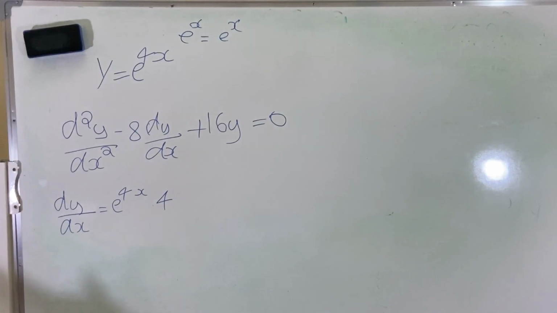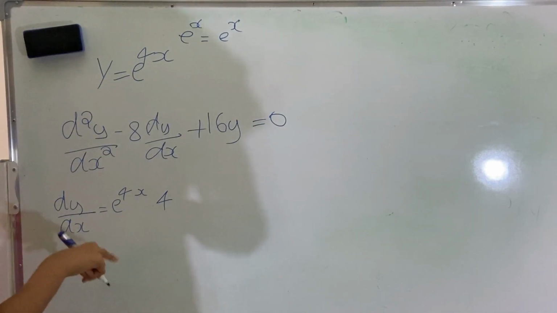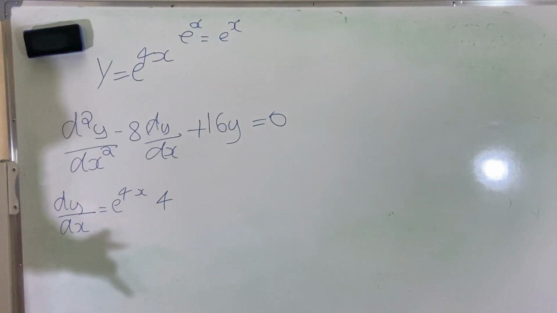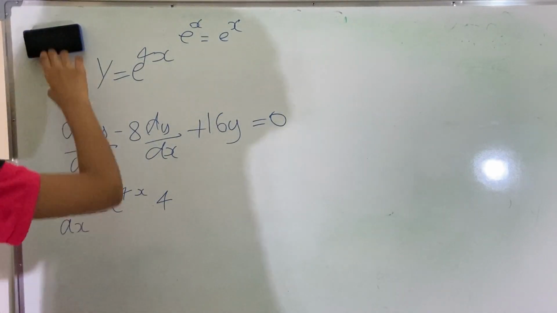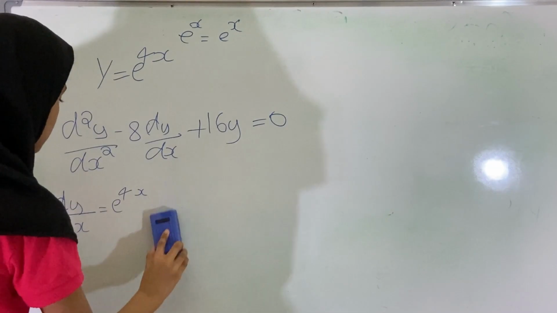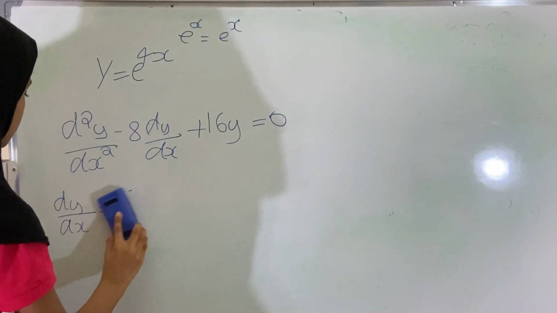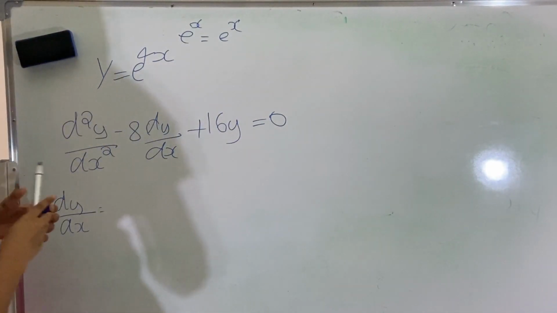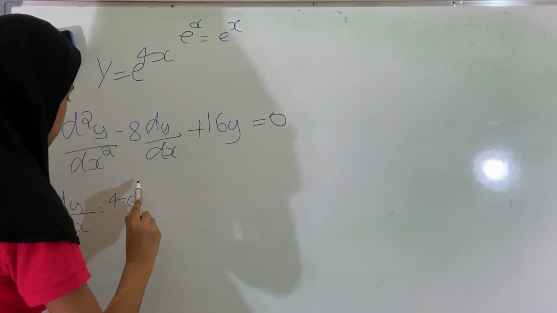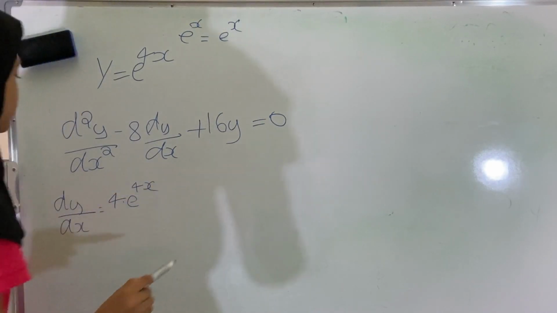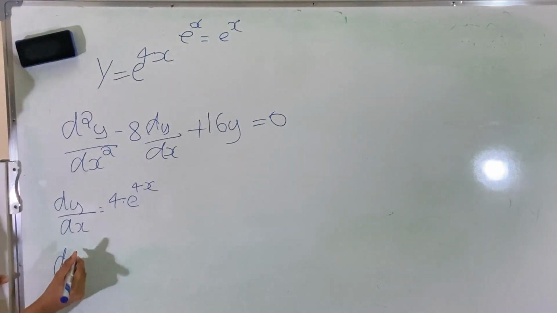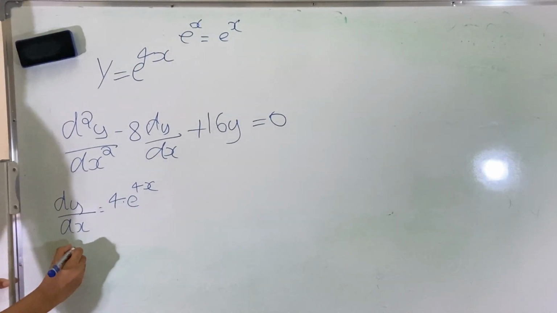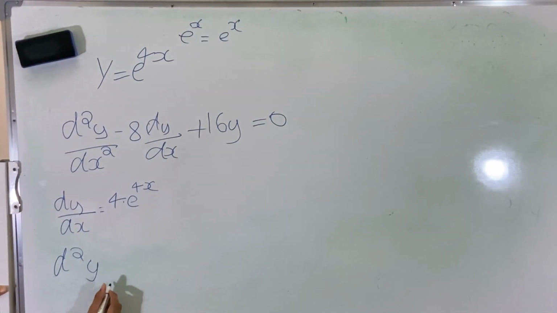So we found that dy by dx is e raised to 4x into 4. If you want, you can write the 4 before e raised to 4x because it's a constant. So 4 e raised to 4x. Okay, now we have to find d square y by dx square.